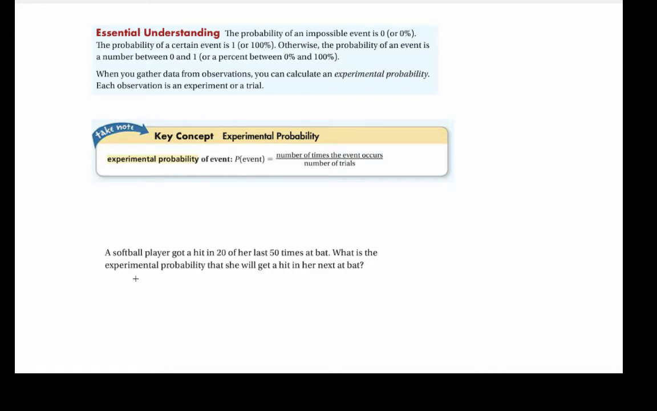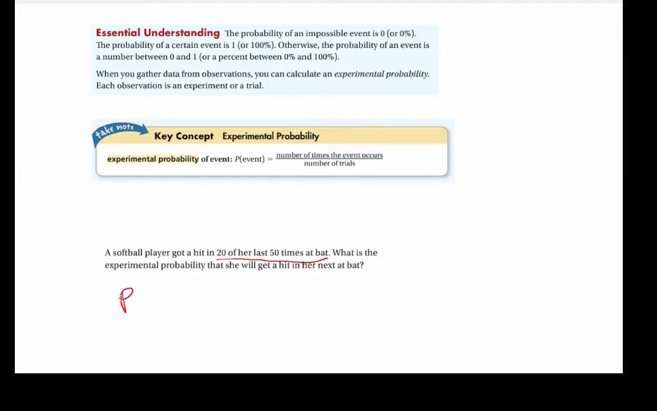So an example here, we have a softball player that got a hit in 20 of her last 50 times at bat. What is the experimental probability that she will get a hit in her next at bat? Well, we could look at what's called a theoretical probability and think, oh, okay, I think it's 1 out of 2 because she could either get a hit or not. Well, that's not what we're doing here. We're looking at past observations, and this is the past observation right here. 20 of her last 50 times at bat, she got a hit.